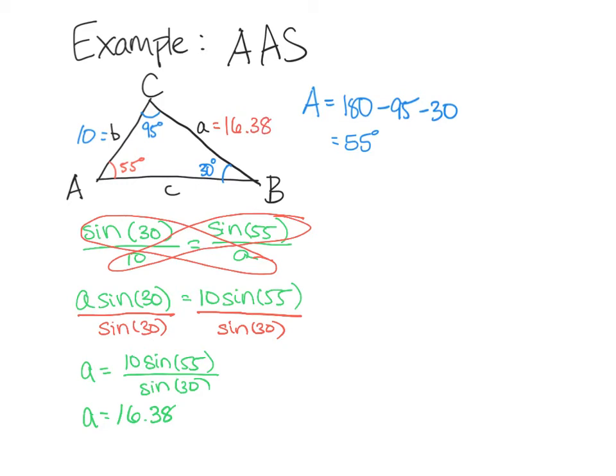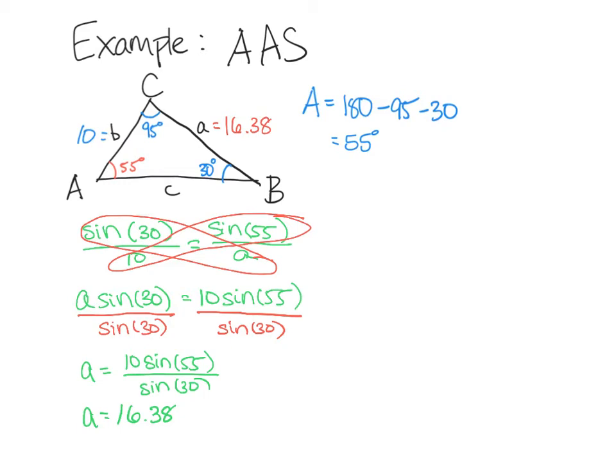Now, something to be very cautious of, a lot of people right now will try 16.38 squared plus 10 squared is equal to c squared. That only works for a right triangle. We are not able to do that here. The reason we are using law of sines is because we are not dealing with a right triangle. So please, please, please do not do that.